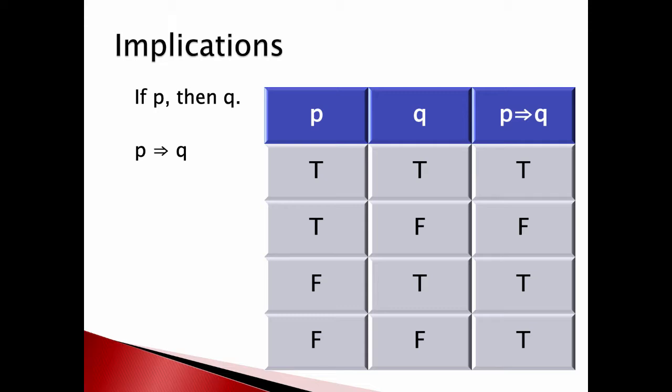Again, that's a little weird to get used to, so it may be something to make note of that whenever you have a false P, then the statement P implies Q will always be true.